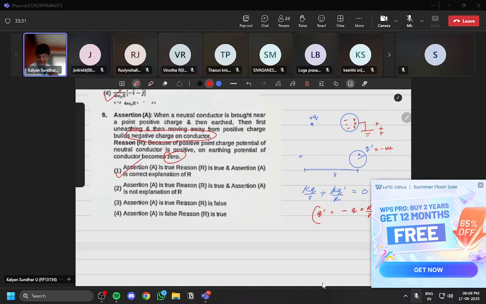If potential becomes zero, then the potential will be due to two things: one, due to this small charge, the other is the conductor. So I add both and equate to zero. Now by equating, you are just finding what this q dash value will be. So q dash will be equal to minus of q value. Since this has positive charges, plus and minus will be minus. Right? Okay, thank you.